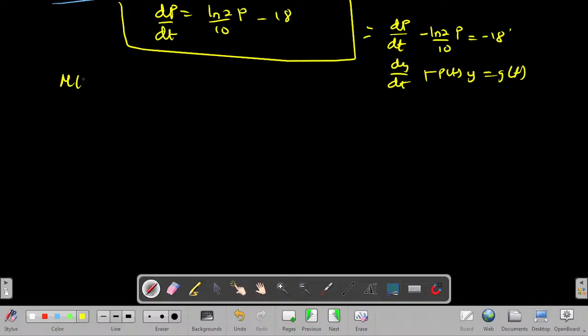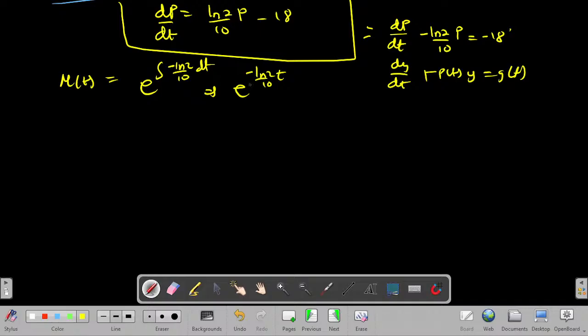So our integrating factor mu of t is equal to e to the power integral of the coefficient of p. Now, coefficient of p is what? Negative ln 2 over 10. So here, my answer becomes what when I integrate this expression with respect to t? I'll simply get e to the power negative ln 2 over 10 t. That's all. This becomes my integrating factor.